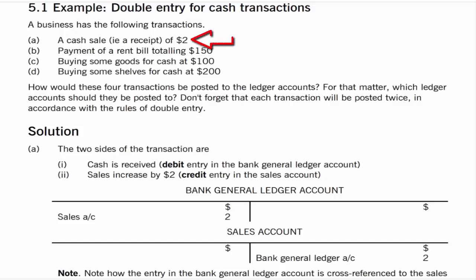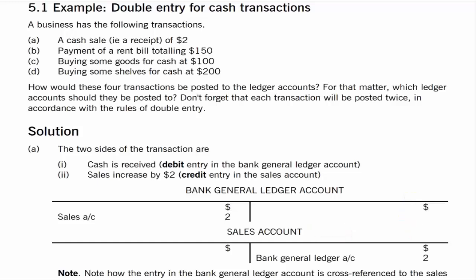Transaction A, a cash sale of $2. What happens? The business makes a sale and receives cash immediately. This increases both the cash account and the sales account. 1. Cash account, asset. When the business receives cash, the cash account increases. Assets increase with a debit. 2. Sales account, income. At the same time, the business earns revenue. Income increases with a credit.